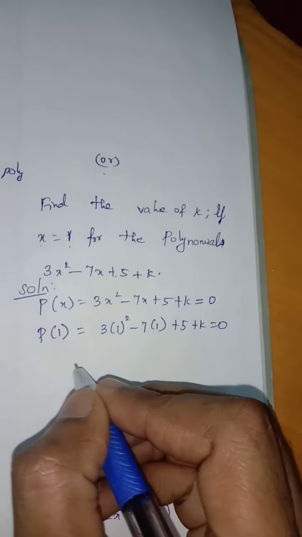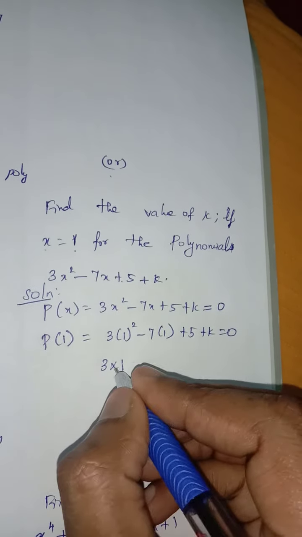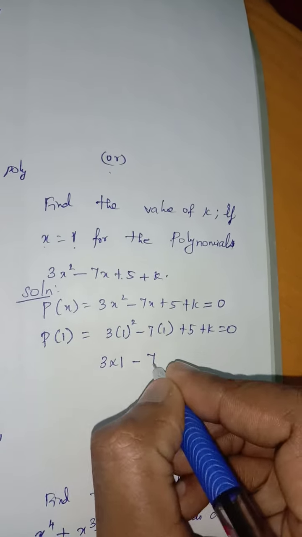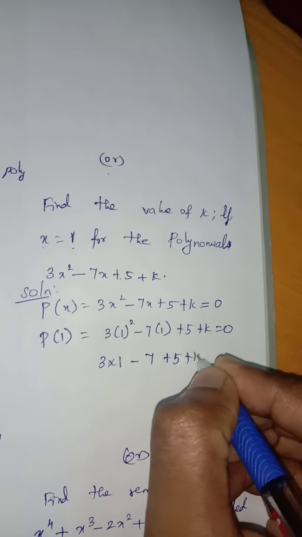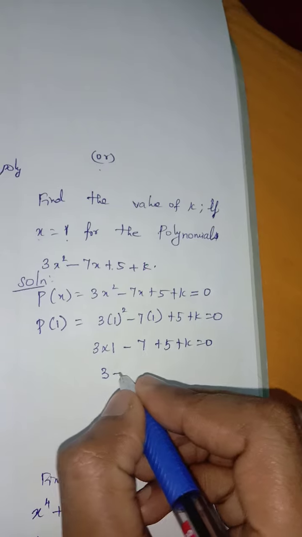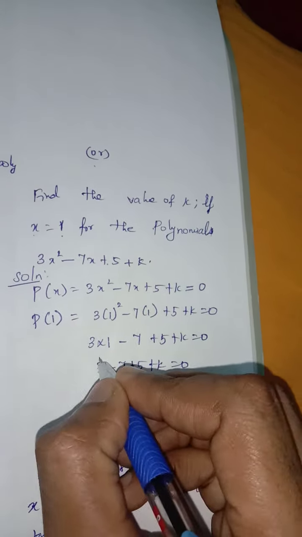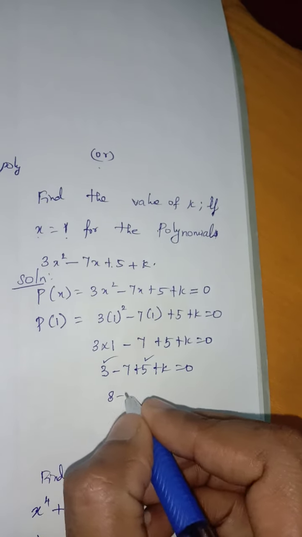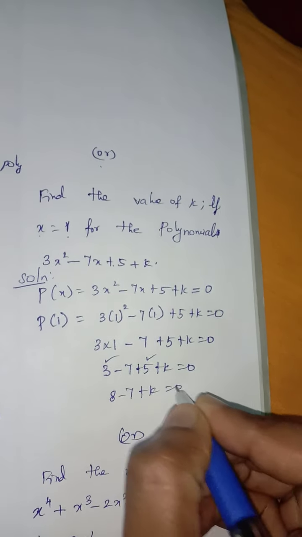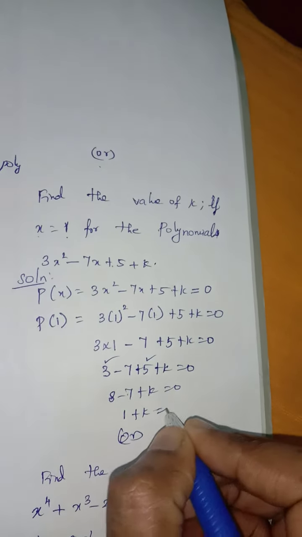First simplify this. 1 square is 1. So 3 into 1 minus 7 into 1 is 7 plus 5 plus k is equal to 0. Simplify all this. 3 into 1 is 3 minus 7 plus 5 plus k is equal to 0. 3 plus 5 is 8 minus 7 plus k is equal to 0. 8 minus 7 is 1 plus k is equal to 0.